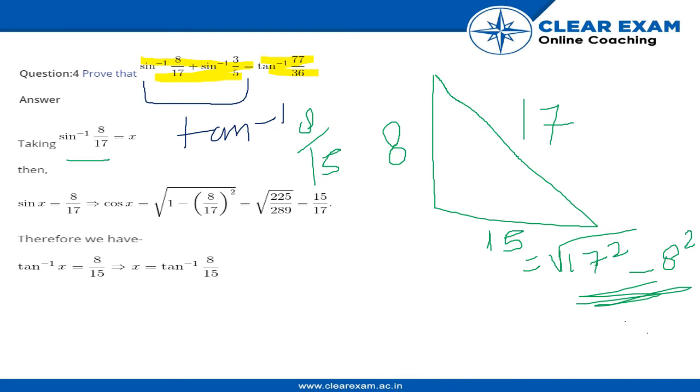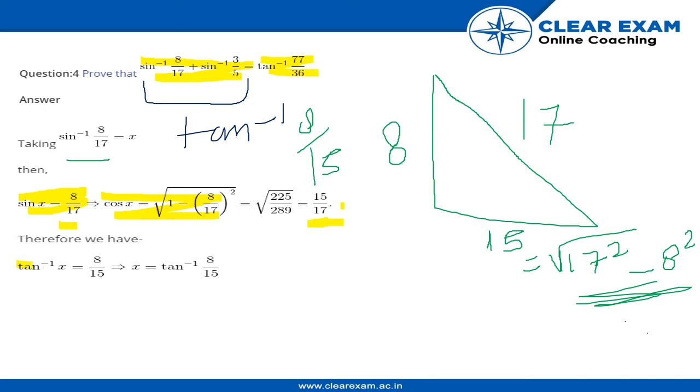Let's see how they have done it. Okay, so what they did? They took sin x is equal to 8 by 17. Then they applied the formula of sin square x plus cos square x is equal to 1. They found out the value of cos x. The value of cos x is equal to 15 by 17, and they found out tan x is equal to sin x by cos x, as we already have the value of sin x from here, cos x from here. So their tan x comes as 8 by 15. So their x is equal to tan inverse 8 by 15.